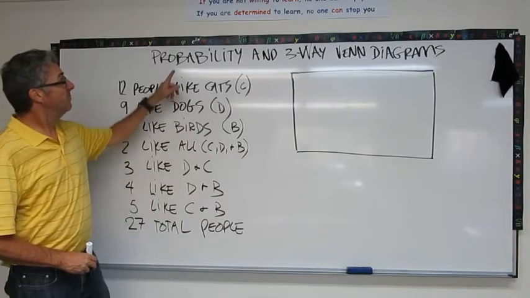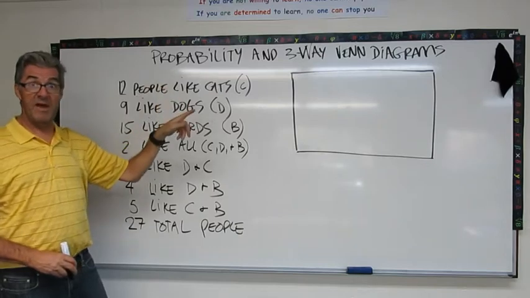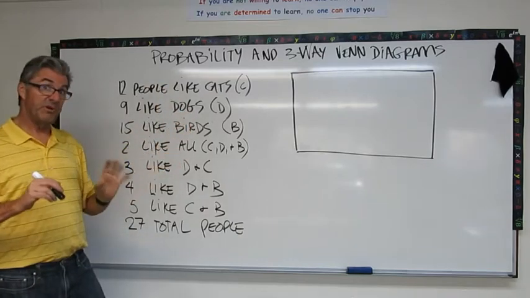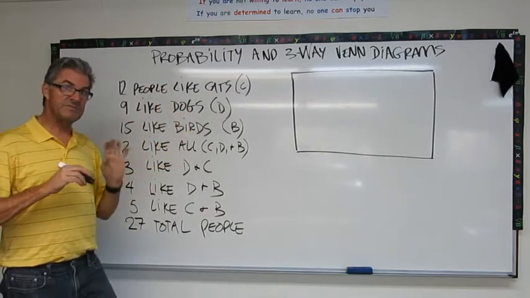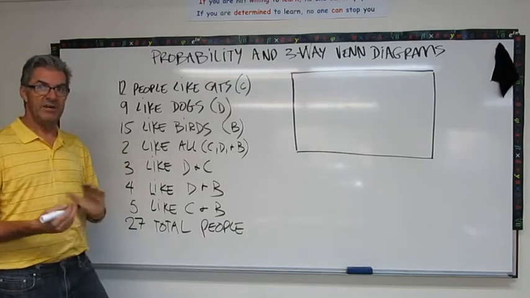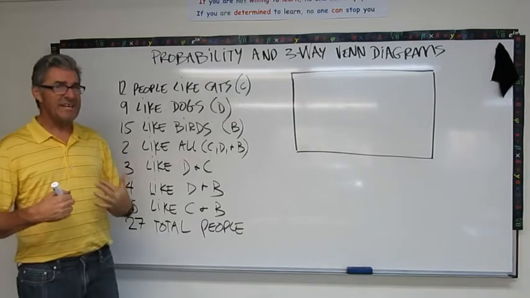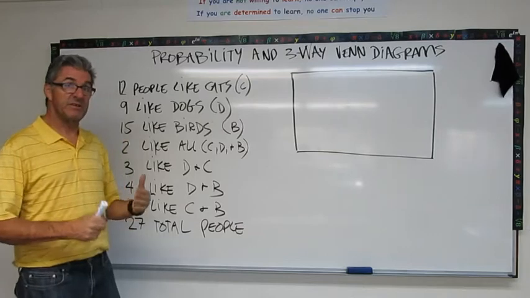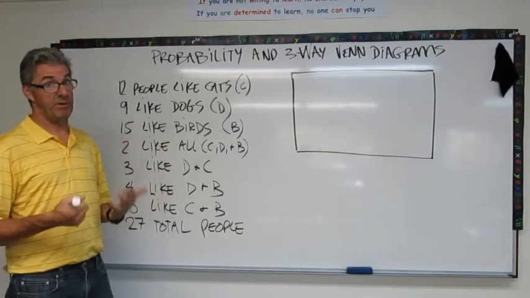Today's topic, probability and three-way Venn diagrams. These are pretty tricky, so I thought I'd make a video explaining how to do them. Here's an example with people liking three kinds of pets: dogs, cats, and birds.